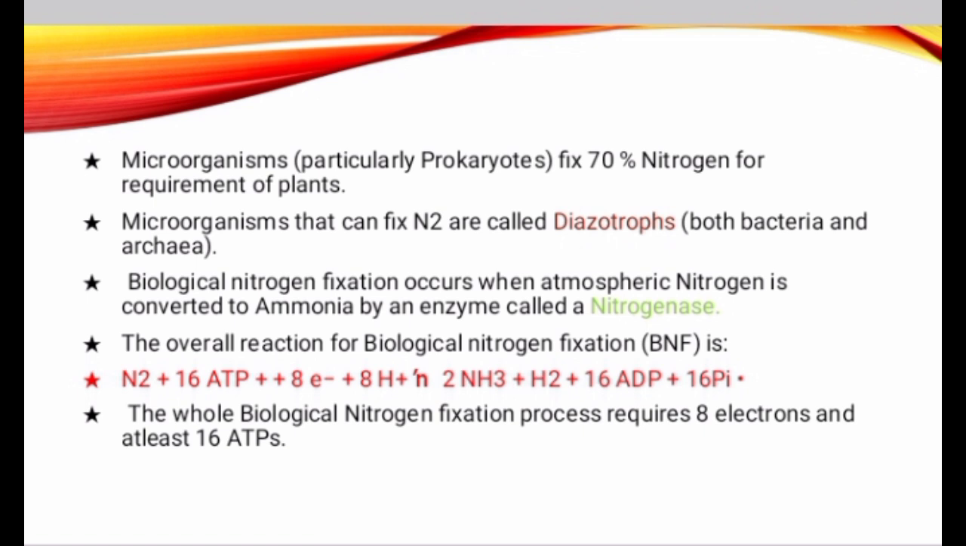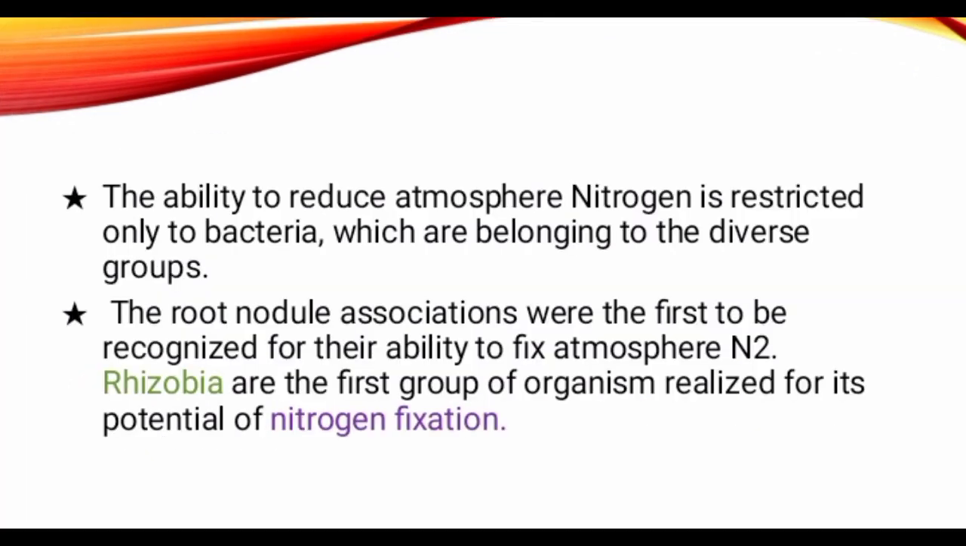The whole biological nitrogen fixation process requires 8 electrons and at least 16 ATPs. The ability to reduce atmospheric nitrogen is restricted only to bacteria belonging to diverse groups. The root nodule associations were the first to be recognized for their ability to fix atmospheric N2. Rhizobia are the first group of organisms realized for their potential of nitrogen fixation.